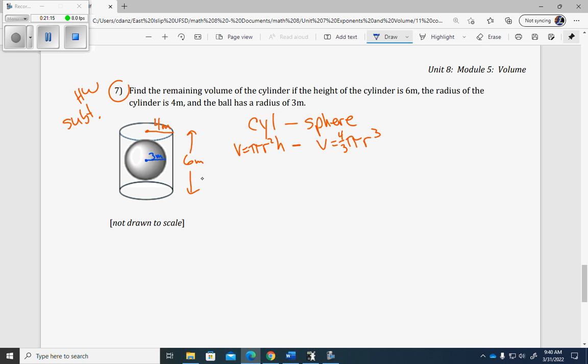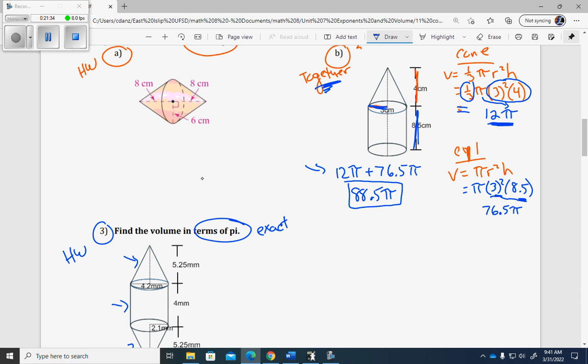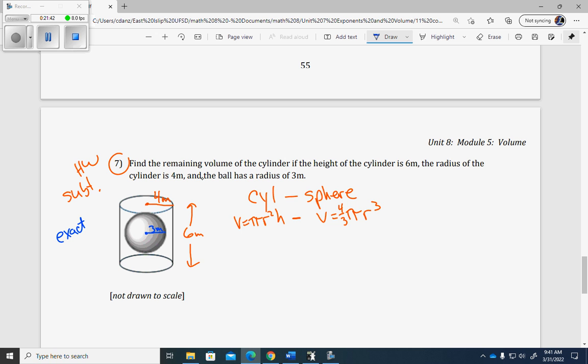It does not say to round anywhere. So since it doesn't tell you to round, it means give an exact answer. Anytime they don't tell you to round, you must do an exact answer, which means pi will be in our answer. So refer back to what we did here when we left pi in our answer. This happened to be an addition problem. The one that you're doing will be a subtraction problem, but we will keep pi in our answer. So you can start on your homework, and I will see you soon.